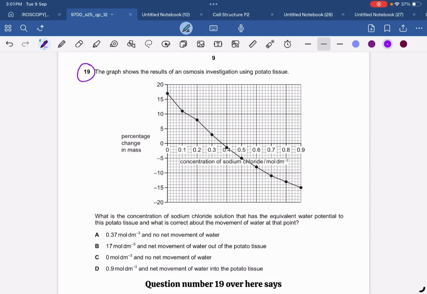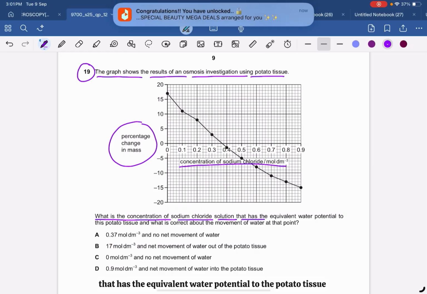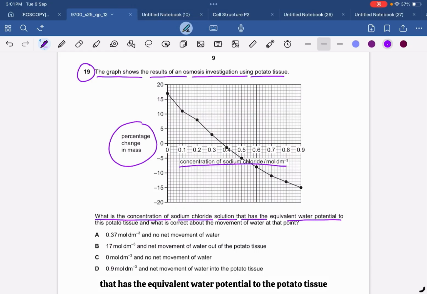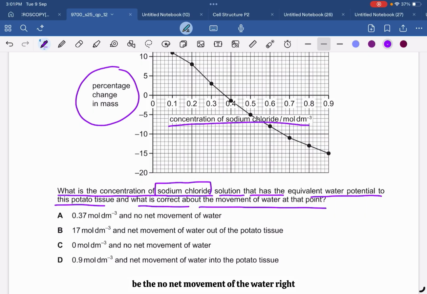Question number 19 says that the graph shows the result of an osmosis investigation using a potato tissue. So they have shown the percentage change in the mass with the concentration of the NaCl, sodium chloride. Then further in the question they are asking: what is the concentration of the sodium chloride solution that has the equivalent water potential to the potato tissue, and what is correct about the movement of water at this point? So when the water potential of the potato tissue is equal to the water potential of the sodium chloride, there would be no net movement of the water, right?